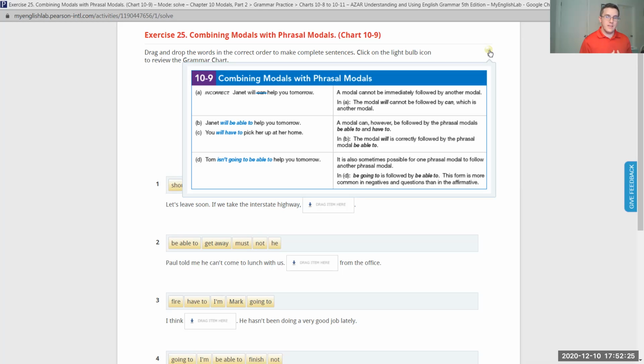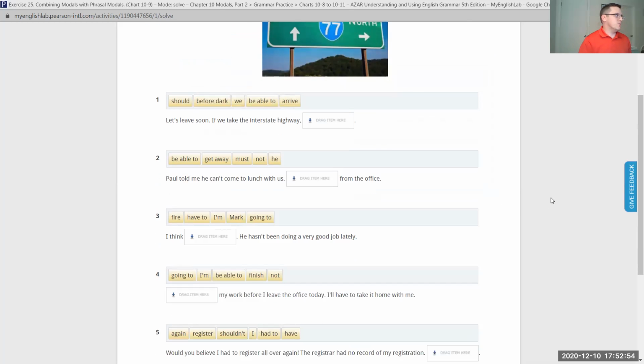And in example D, we see that a phrasal modal can be used with another phrasal modal. Tom isn't going to be able to help you tomorrow. The phrasal modal be going to for future is followed by the phrasal modal be able to for ability. This form is more common in negatives and questions, but in the affirmative, it is grammatically correct, though not as common. Let's look at a few examples.